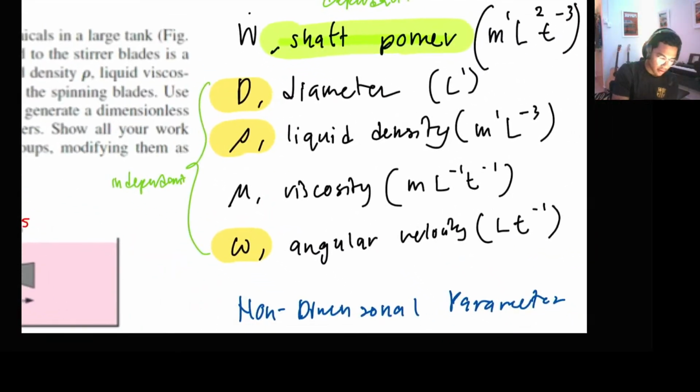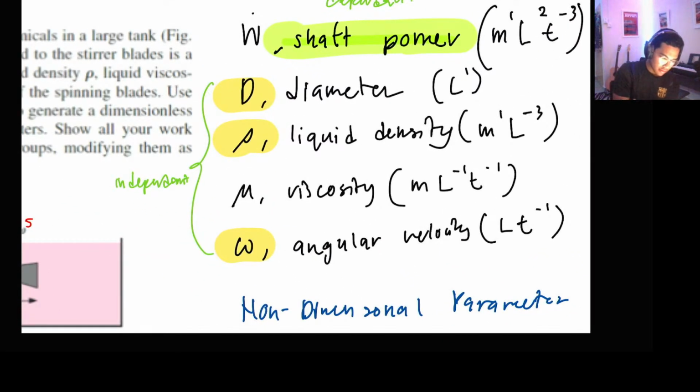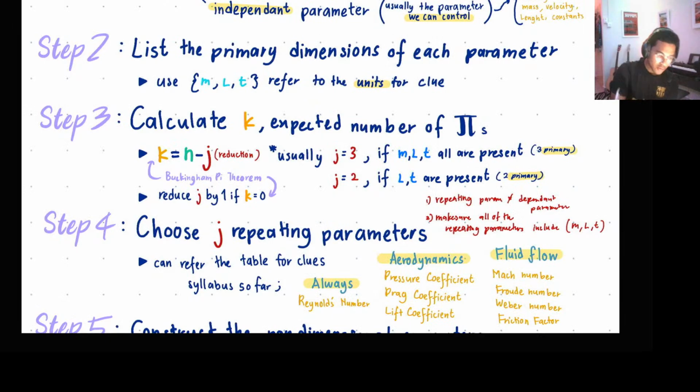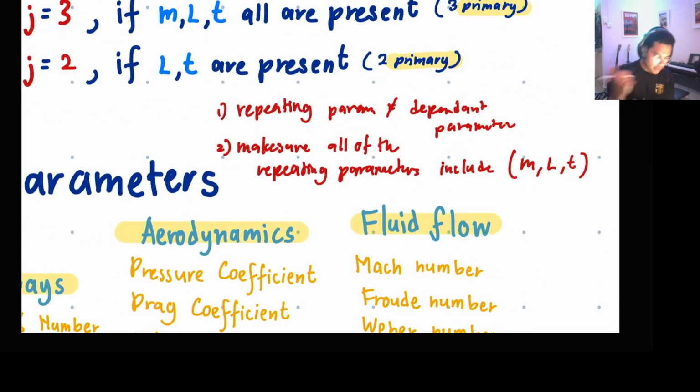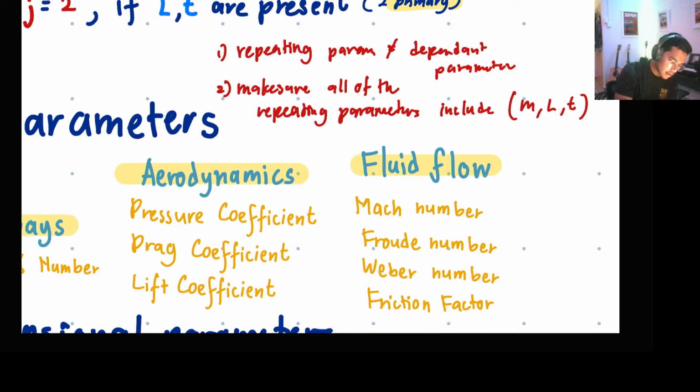So from here, okay, now we enter how do we choose the repeating parameters. Firstly, we cannot choose the dependent parameter. Secondly, we need to make sure all of the repeating parameters include M, L, T. And also, one thing is that the repeating parameter cannot be complicated.